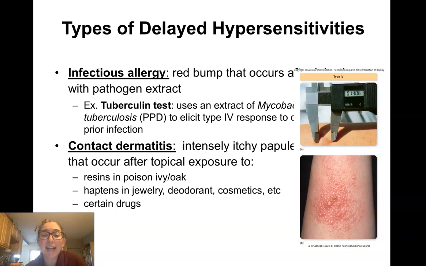Some types of contact dermatitis are delayed reactions. Poison ivy. You go out, you touch some poison ivy. It's usually not till the next day that you actually have a rash. So it doesn't give you that itchy rash right away like a mosquito bite does. You get a bite and within a couple of minutes, you're already itching and swelling. But with poison ivy and poison oak, it will actually take a day or two before you get that red rash.